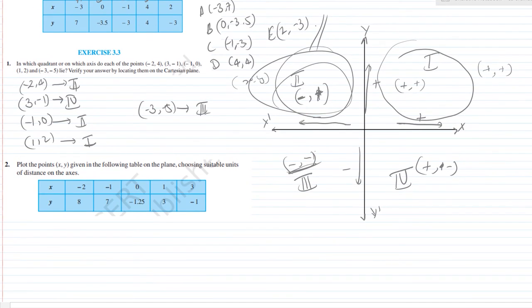So the next question, plot the graph, choosing the same scale. It will always be x comma y, right? So take these as points A, B, C, D and E. So minus 2 comma 8 is point A, and minus 1 comma 7 is point B. 0 comma minus 1.25 is point C. 1 comma 3 is point D, and 3 comma minus 1 is point E. Draw the graph, plot it.